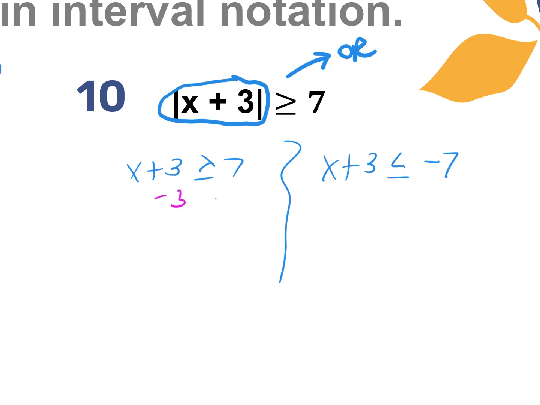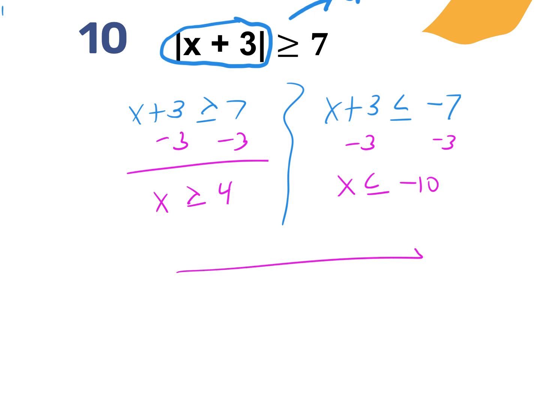We're going to subtract 3. x is greater than or equal to 4. Over here, I'm going to subtract 3 again. And I have x is less than or equal to negative 10. Okay, there's your 2 inequality statements. So let's graph it. Here's negative 10, 0, and 4.